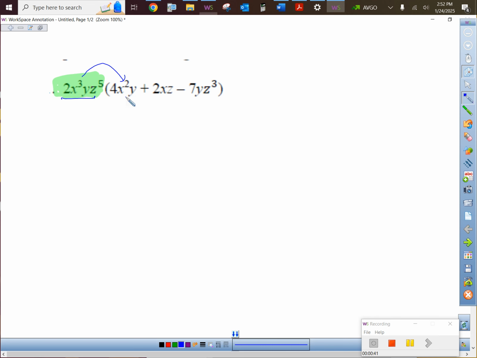So it's just like we did last chapter, number times number. 4 times 2 is 8. We're going to take x's times x's. So that would be x to the third times x to the second. And we add those exponents together to get x to the fifth. Y's times y's. This is y to the first times y to the first. So that's going to be y to the second. And then z has no one to play with, so he's just going to come along for the ride and stay z to the fifth. So done with that dude.